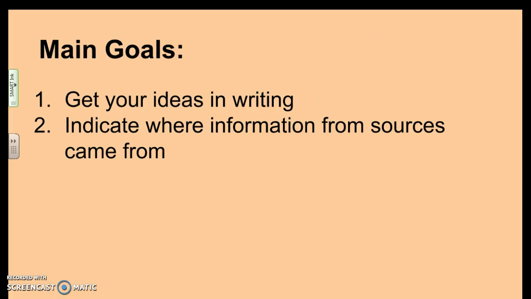But at this point in the process, your main goals are to, number 1, get your ideas in writing. Sometimes the hardest thing is to get started, but once we have something on paper, we have something to work with. And goal number 2 is indicate where your information from sources came from. Because if you don't do that now, it's going to be a pain later trying to do those in-text citations.